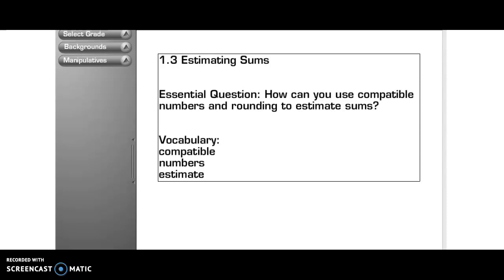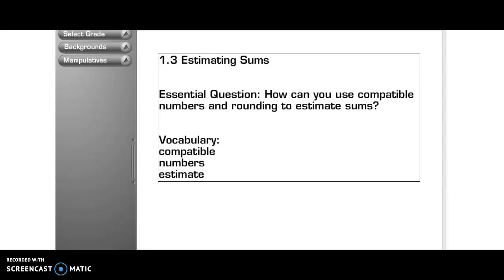Today is 1.3, estimating sums. The essential question that we will look into today is how can you use compatible numbers and rounding to estimate numbers? Some vocabulary terms that you'll see is compatible. Compatible numbers are numbers that are easy to compute mentally. That means add together or subtract mentally and are close to real numbers.